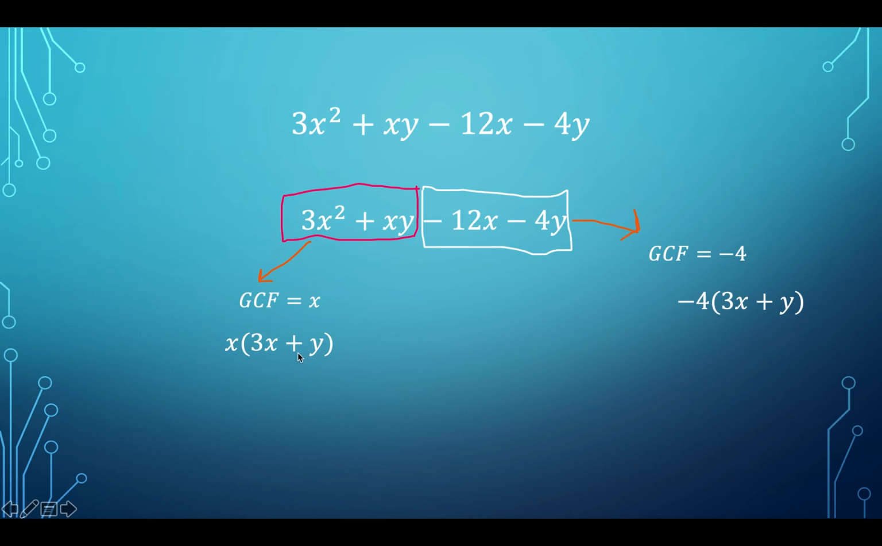Notice again we have 3x plus y and 3x plus y. So we highlight them so that way we know they're the same. We're only going to use it once though. So now we're going to group the x and the negative 4. So one parenthesis is going to have x minus 4 and the other parenthesis is going to have 3x plus y.